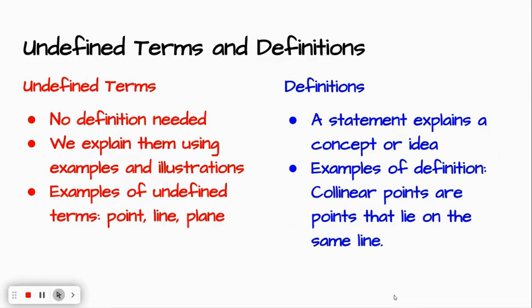So in geometry, we have some undefined terms, point, line, and plane, no definition needed. All we have to do is explain them using examples or illustrations. And then we also have definitions. This is where we write a statement that explains the concept or the idea, and we have an example of that as well.